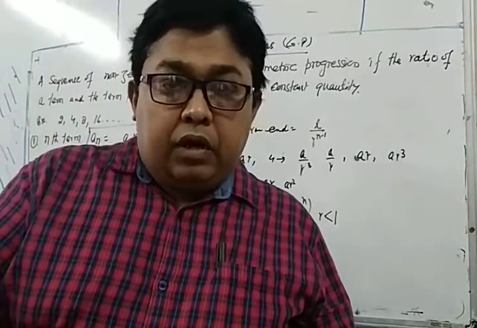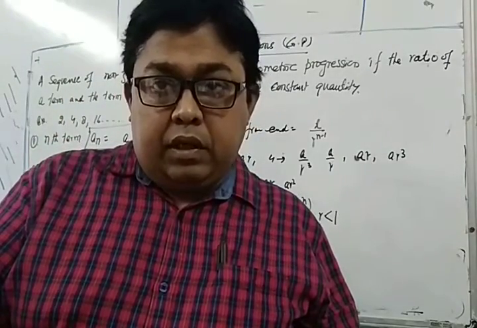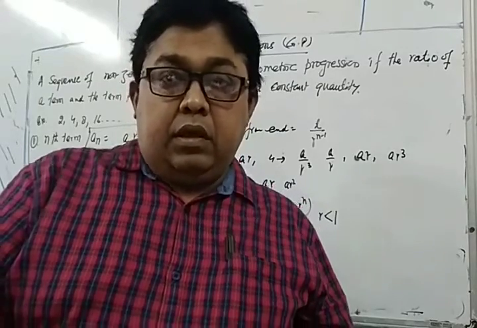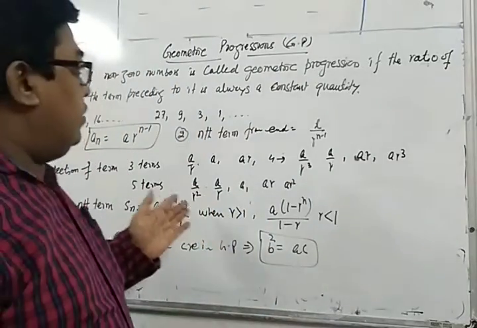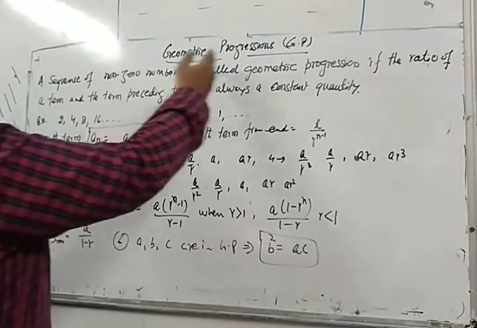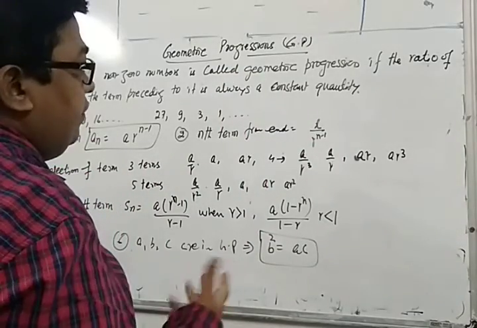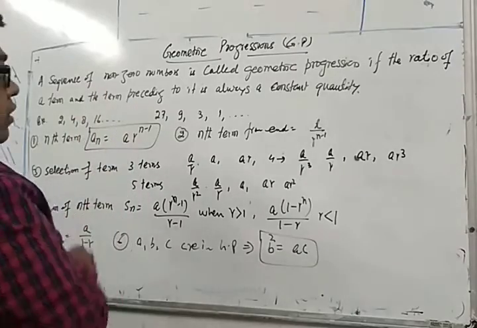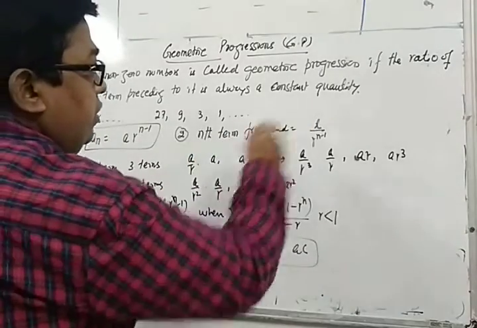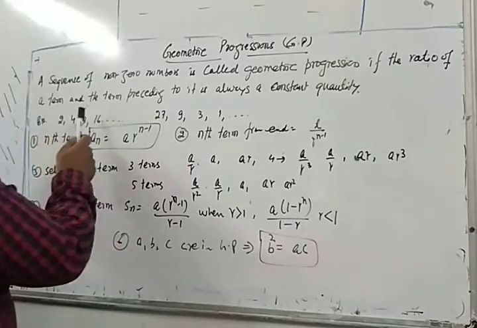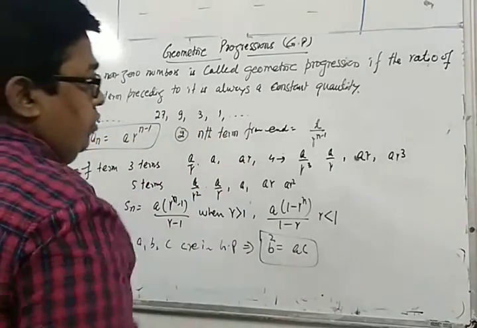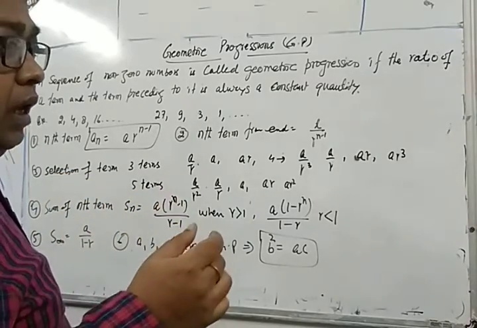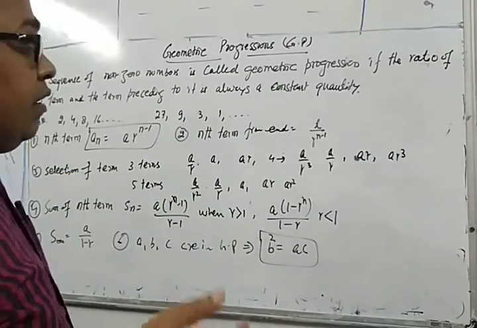Okay, now another part of sequence and series that today I am taking is a new topic, that is geometric progression, that is GP. Here are some important points. Geometrical progression is known as a GP. The definition of GP is: a sequence of non-zero numbers is called a geometric progression if the ratio of a term and its preceding term is always a constant. It means a sequence where we are multiplying or dividing equally, that is a GP.